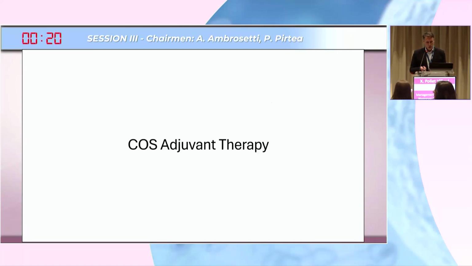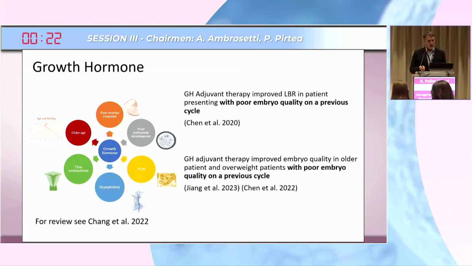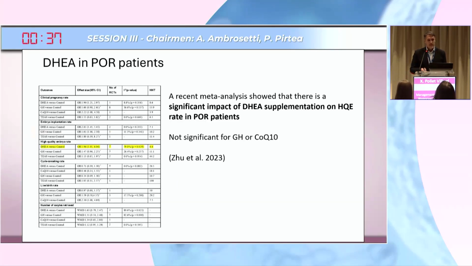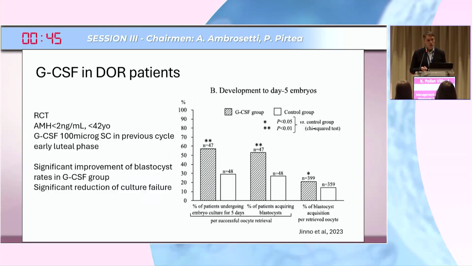So, COS adjuvant therapy. I don't have much time, so I will go really fast. It is known that growth hormone adjuvant therapy seems to improve embryo quality, especially when patients have poor embryo quality on a previous cycle. DHEA supplementation also seems to have an impact in a recent meta-analysis in poor ovarian reserve patients, and also G-CSF in a very recent RCT.